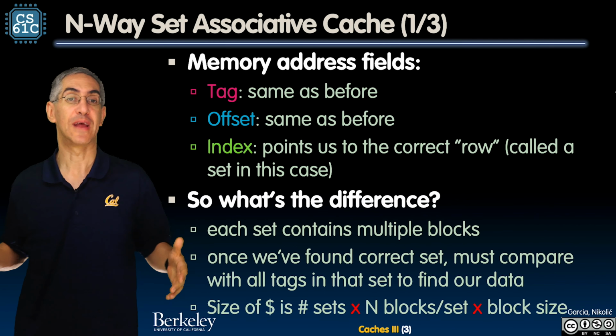So again, let's do it. Find the correct set using the index value, compare the tags with everybody in there, because now I'm pretending to be fully associative. If a match occurs, great. Otherwise, I have a miss. And finally, again, as always, grab the offset bits to figure out what word or what byte I'm requesting. Easy. So it's great.